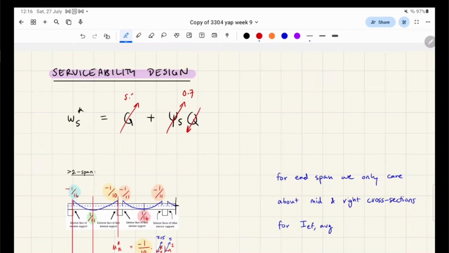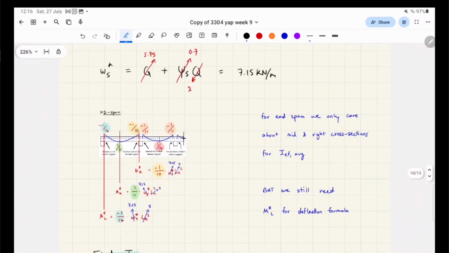Yeah, that's correct. So we'll plug in all these numbers and we can actually have a reduced load. This is basically a number that's going to be less than if you just added the dead and live loads together. You know what I mean? So that number is 7.15 kilonewtons per meter.